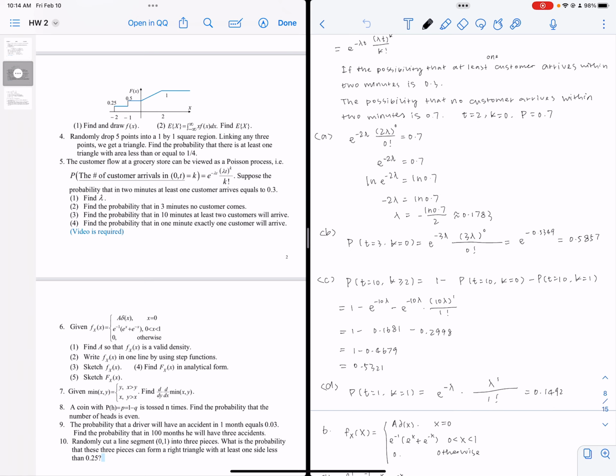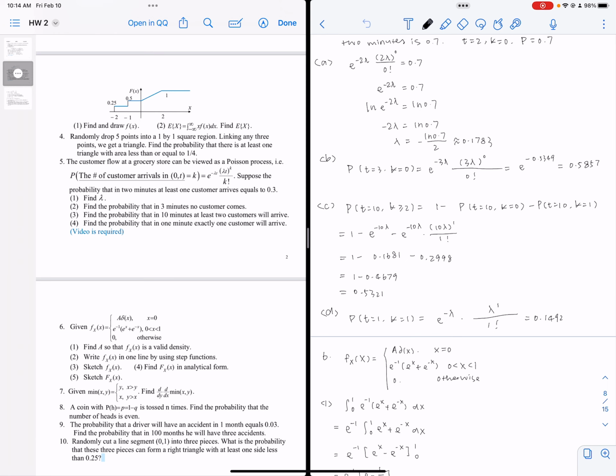And here we can, so within 10 minutes, if there's no customer at all, then k would equal 0. If there's 1 customer, k would equal 1. And then we can do our little math here. And eventually we can have this result of 0.5321.